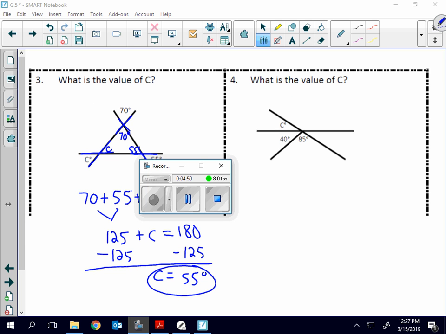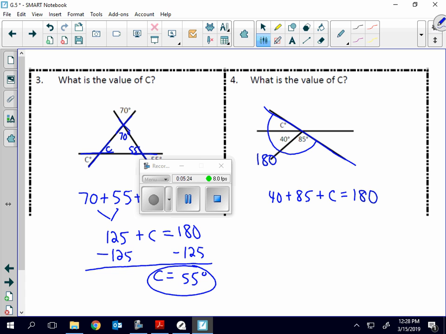And the last one here, what's the value of this C? Well, maybe you see that those two angles and C form something. If I start at the line and end at the last line, those all add up to 180 right there. It forms that straight line. Those three angles together form a straight line. So that we know 40 plus 85 plus C is 180.